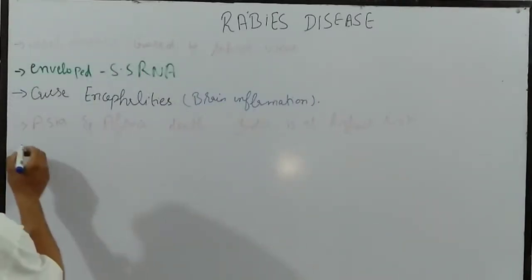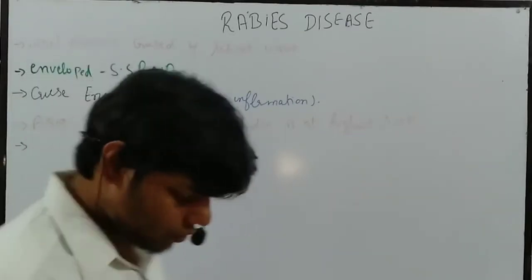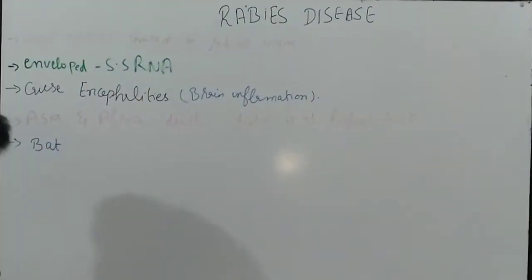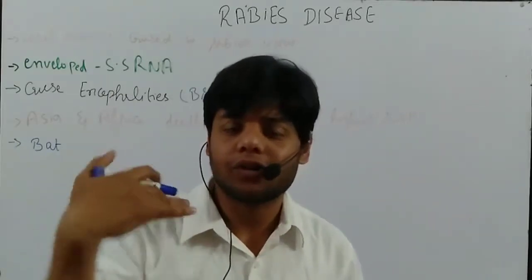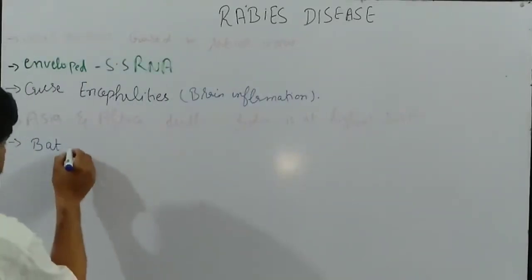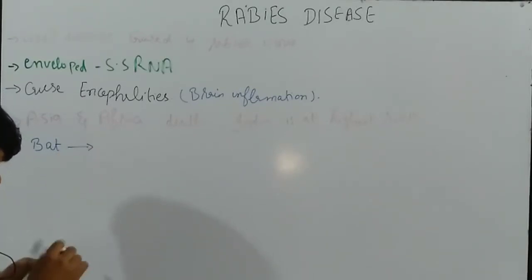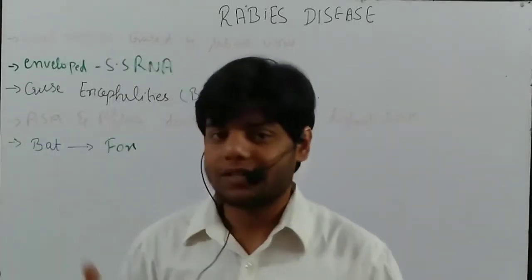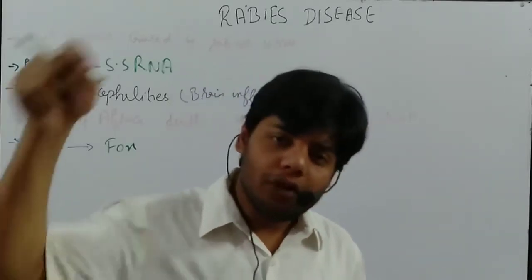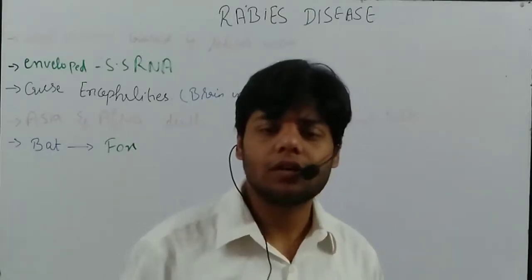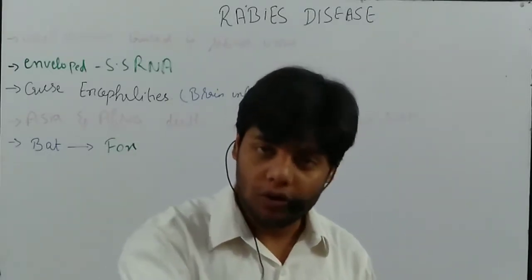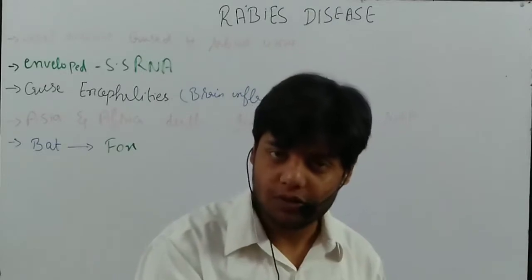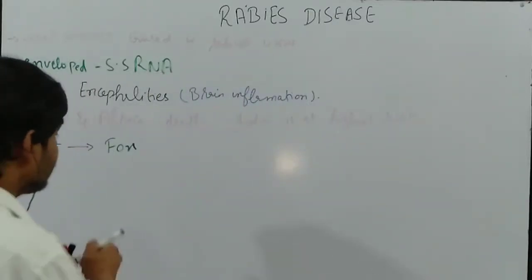Moreover, if we talk about the transmission, first of all, these rabies viruses are found in the bat. After that, these rabies viruses are transmitted to the fox. Now, how is it transmitted to the fox? The bat died due to this rabies disease, and after that the bat fell on the ground, and then the fox ate it. So when the fox ate it, the rabies virus was transmitted into its body.